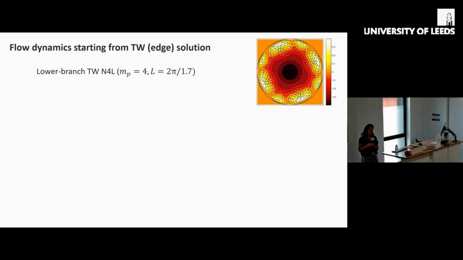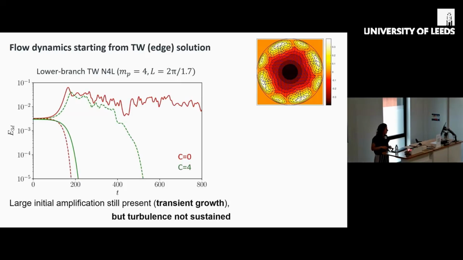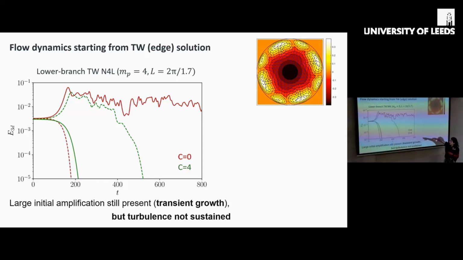So this is in line with the fact that the edge is pushed out from the laminar state. But what's more interesting is to look at the dynamics starting from this traveling wave solution, this edge state. In the isothermal case, this solution lies on the edge. So if I shoot in opposite directions, one goes to turbulence and one goes to laminar.